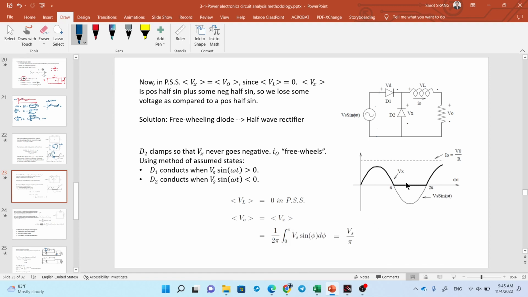Do you have any questions? Yeah, a power electronic circuit is not as easy as a simple circuit because we have switching in there. It's not so easy, but you need to know some principles.